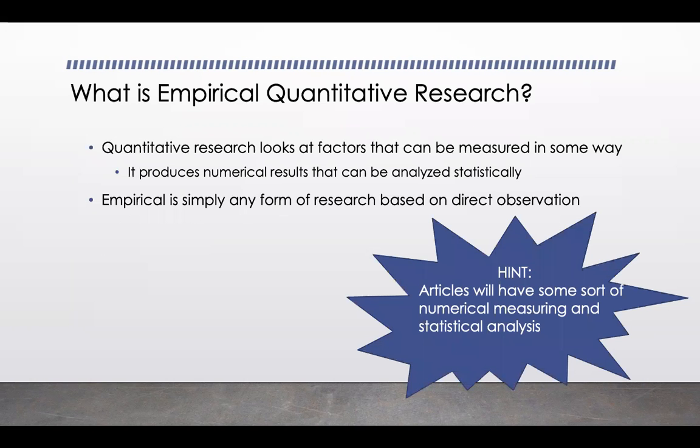What is empirical quantitative research? Quantitative research looks at factors that can be measured in some way. It produces numerical results that can be analyzed statistically. Empirical is a term that simply means any form of research based on direct observation. A hint is that the articles will have some sort of numerical measuring and statistical analysis.